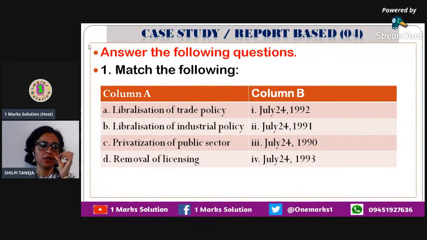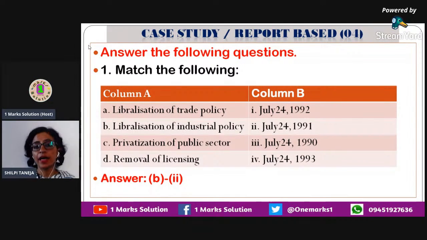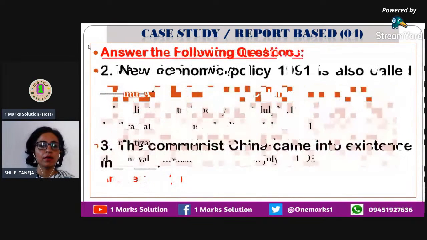Now match the following. Column A and column B are given to you, and you have to match the dates. Liberalization of trade policy, liberalization of industrial policy, privatization of public sector and removal of licensing. Among these four, you have to choose the correct pair, where liberalization of industrial policy was done on July 24, 1991. So this is the correct pair, right?